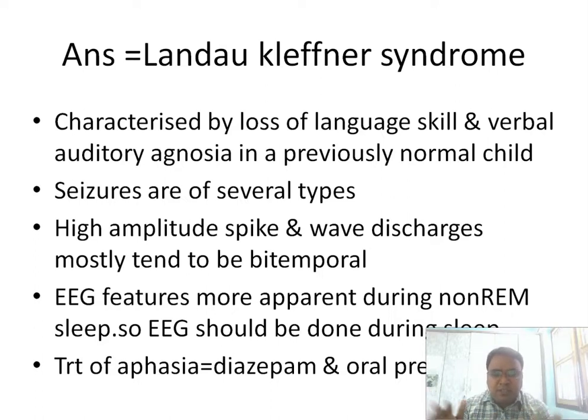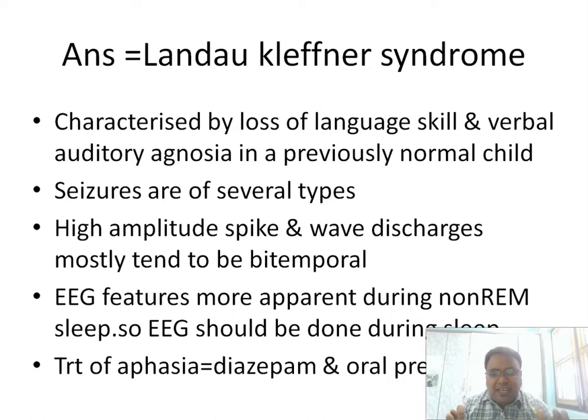Seizures are of several types, many forms of seizure, and the EEG shows high amplitude spike and wave discharge. Most tend to be bitemporal. What we will get in EEG is bitemporal, high amplitude spike and wave discharge. These features are most apparent during non-REM sleep. This is one MCQ. In which stage will we get the EEG abnormality? This is in the phase of non-REM sleep. So EEG should be done during sleep. That is the characteristic in LK syndrome. EEG should be done in non-REM sleep.